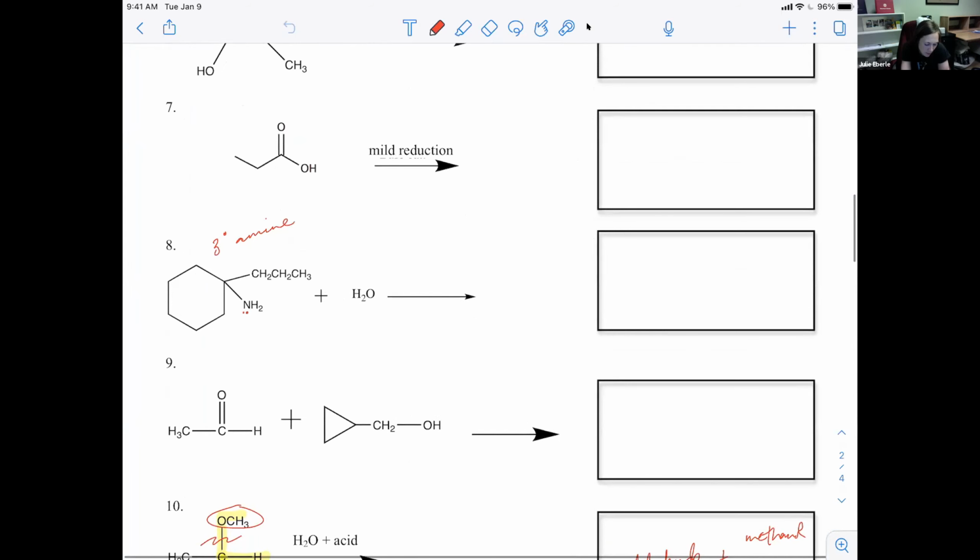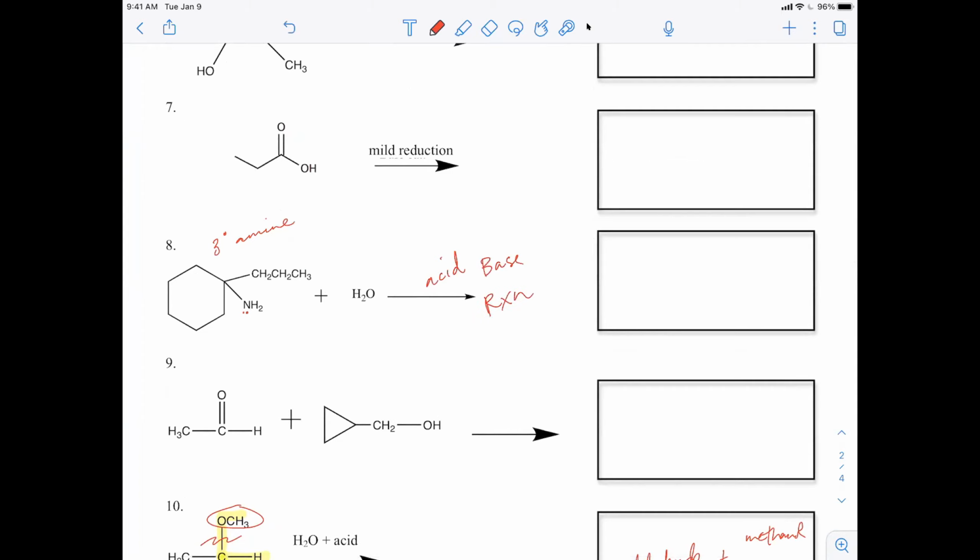So this is nothing more than an acid base reaction. Okay, this is your base, and this is an acid.